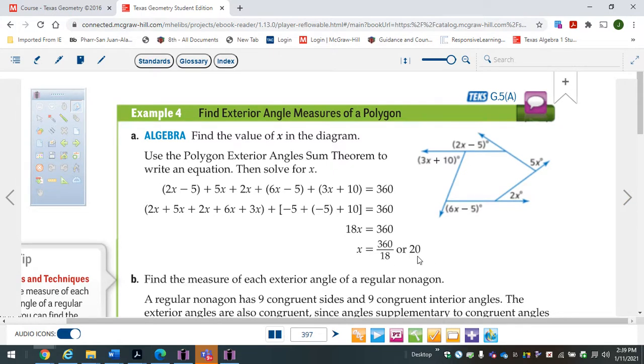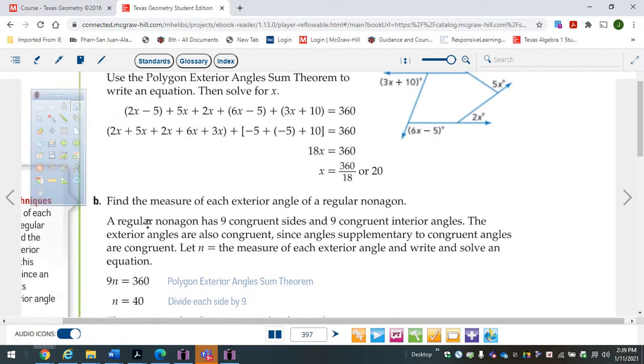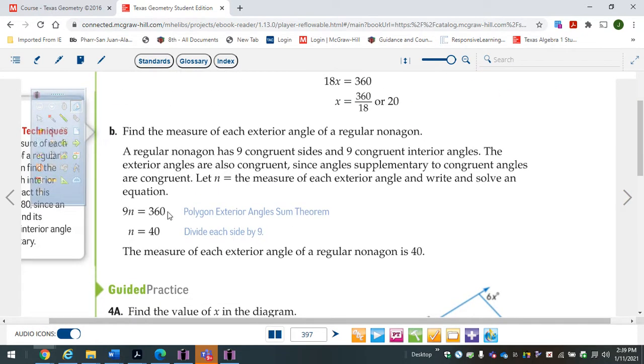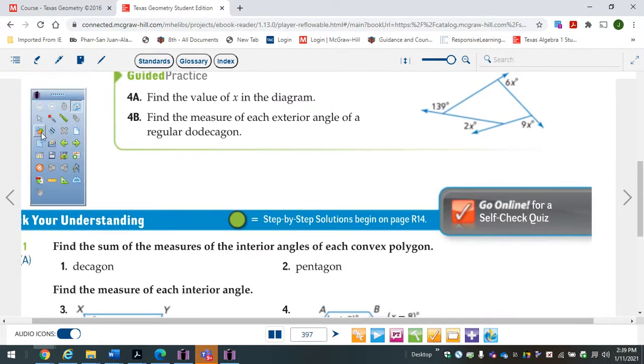That's what x represents. Next, find the measure of each exterior angle of a regular nonagon. It has 9 sides, so each angle is the same. Do you remember what they all add up to? 360, right? There are 9 of them that add up to 360, so 9n is equal to 360. Divide by 9 on both sides. Each one is 40. That's pretty easy.